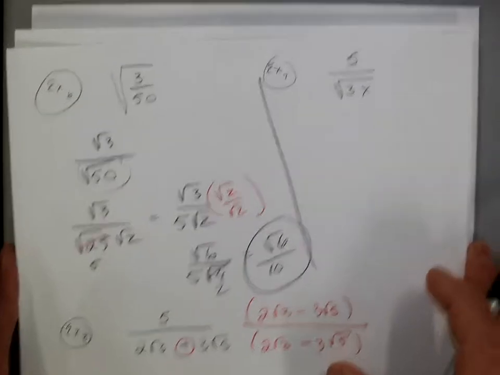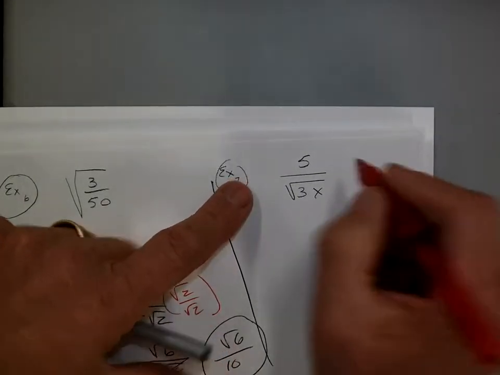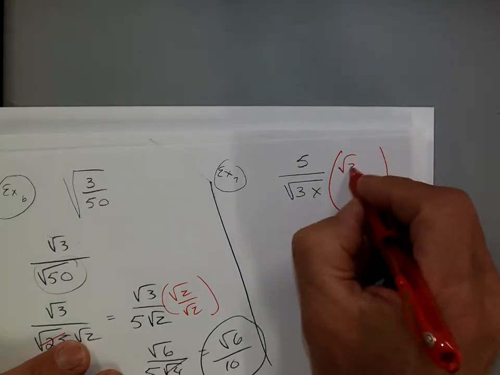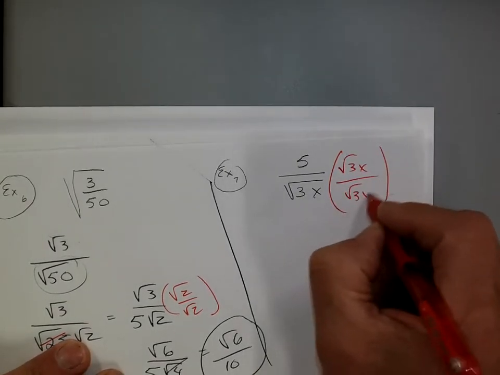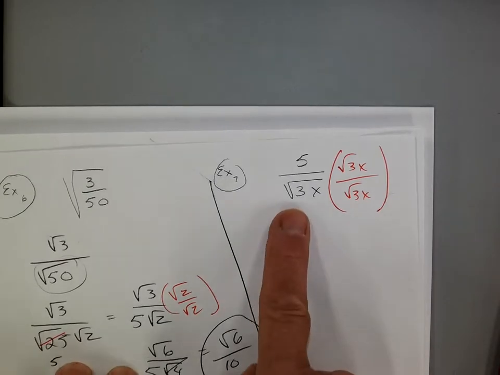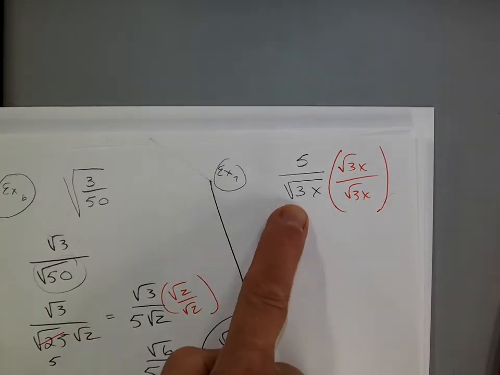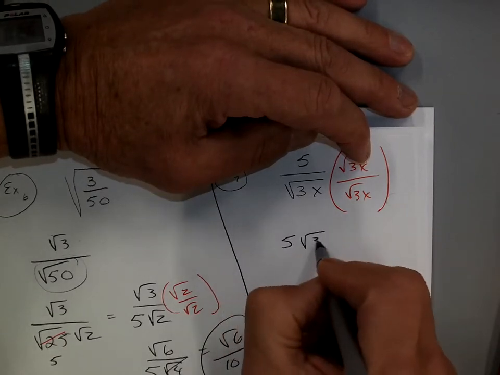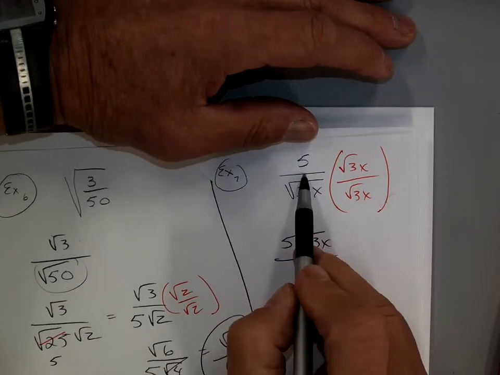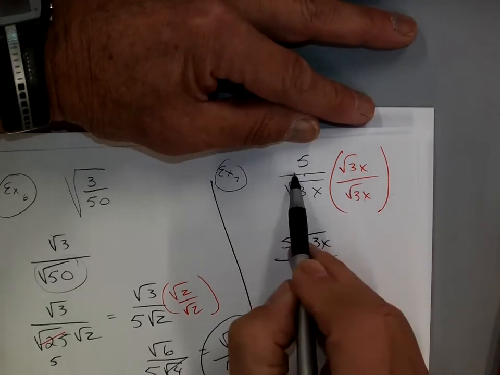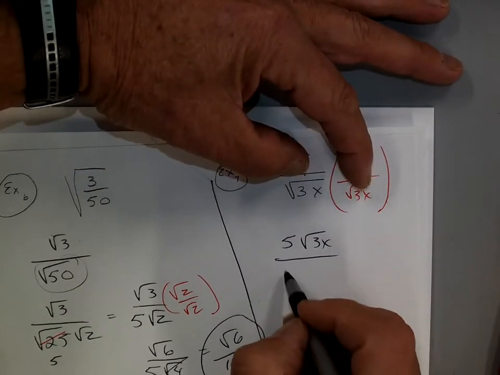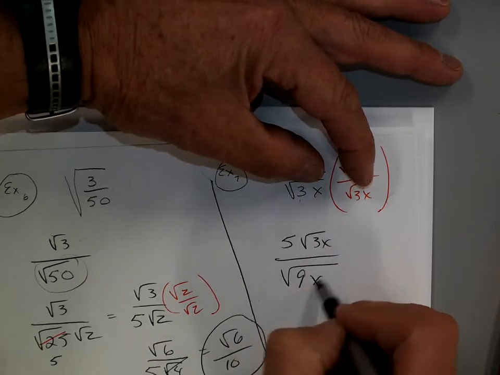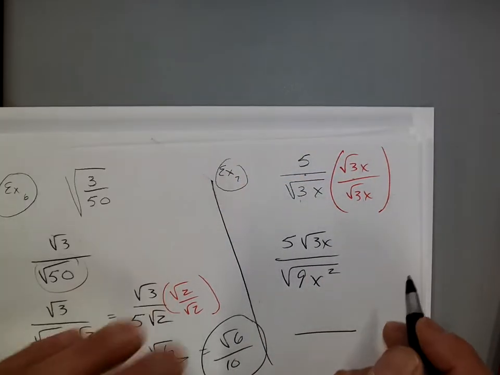Example 7 is the same thing except we just have an x. We're going to multiply top and bottom by the square root of 3x over the square root of 3x. Fix the problem with the problem. You can't have a square root in the bottom. So I'm going to get 5 square root of 3x on top, because you can't multiply a whole number and a square root, but here you can, because they're both square roots. You get 3 times 3 is 9, x times x is x squared. This gets pretty easy at this point.